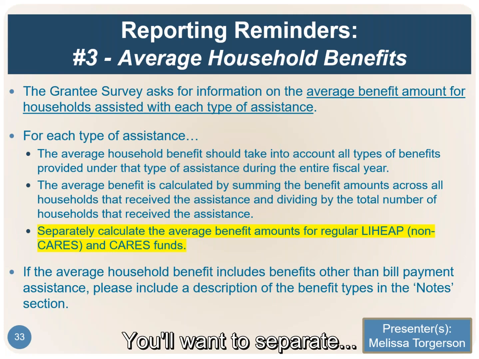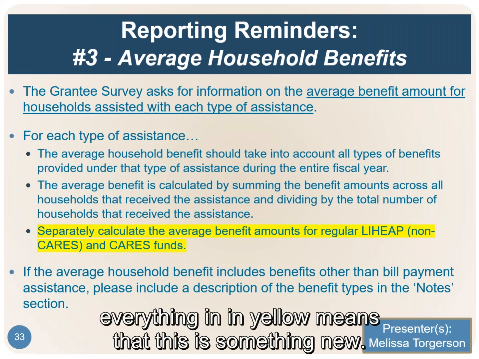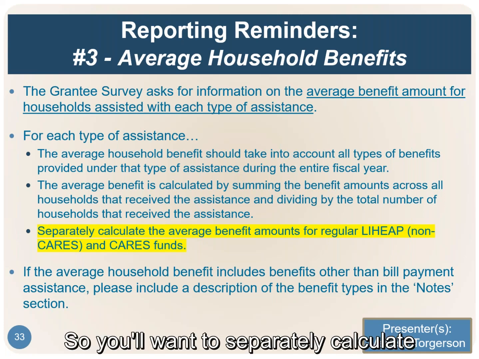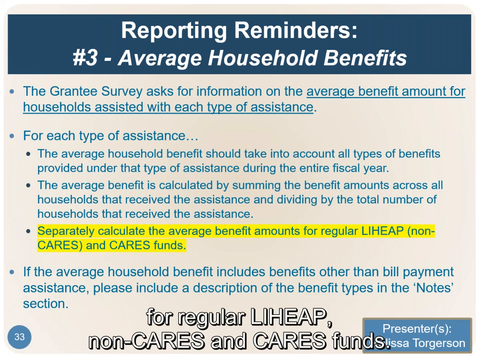You'll want to separate, and Dan told me before the webinar started, everything in yellow means that this is something new. So you'll want to separately calculate the average benefit amount for regular LIHEAP, non-CARES, and CARES funds.